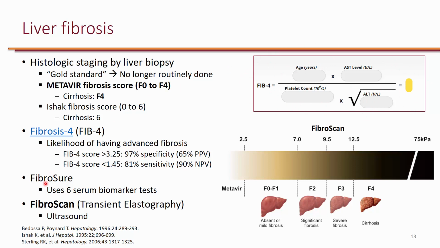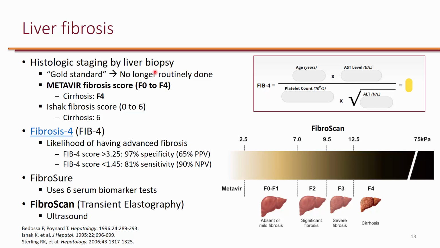There's a more complex equation called FibroSure. It uses 6 serum biomarkers. It's more accurate than FIB4, but it's more difficult to use. So I see most people use FIB4. And then, of course, because equations just give you probability, you don't really know for sure.